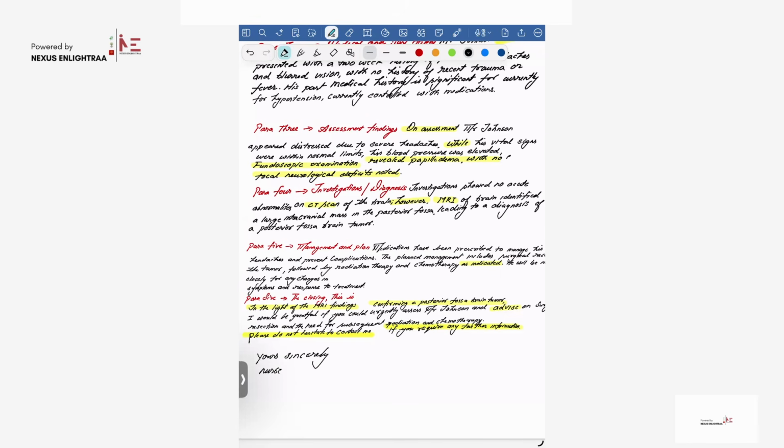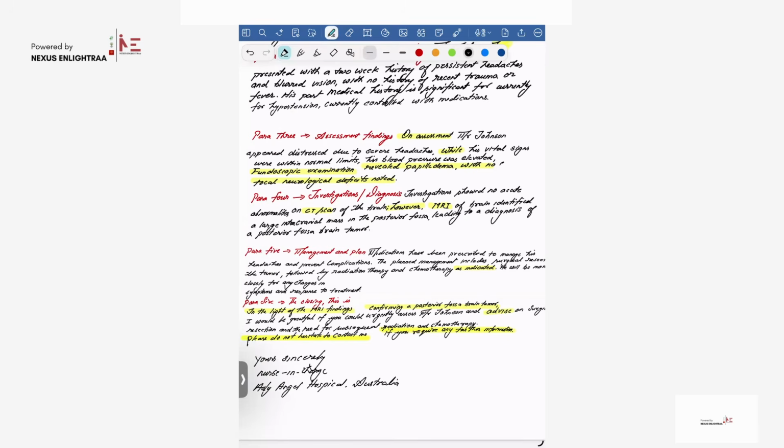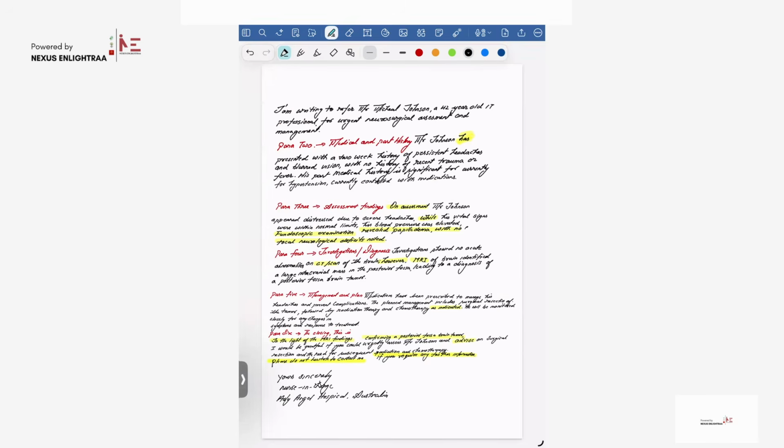This has to be small at all time. And nurse in charge. And then you mention from where, Collinsville Hospital, Australia. There's not enough space for me to write, so somehow I'm managing it. Australia. Remember to write the hospital name with capital letters, and Australia A should be capital.